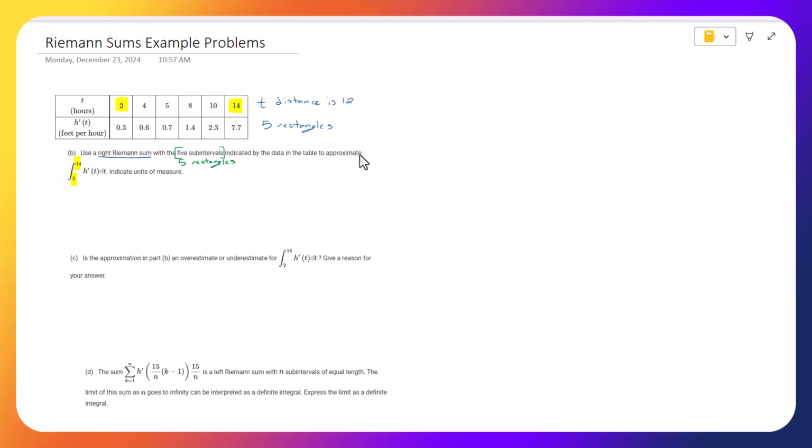I'm going to do it in red. And I'm going to go ahead and start on the right because we're doing a right Riemann sum. So one rectangle is going to be from 14 to 10, or 10 to 14. I'm just going to go from the right. Our next rectangle will be going from 10 to 8. And hopefully, if everything works out, we should end up with 5. So this is one rectangle, this is one rectangle. Our next rectangle is 8 to 5.